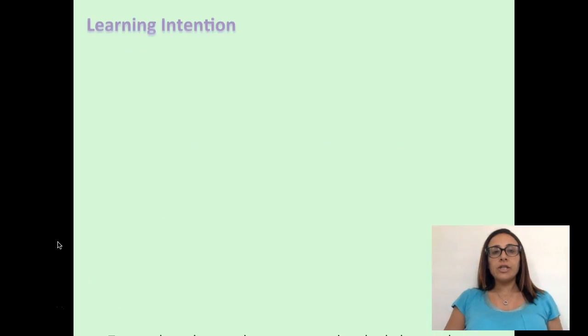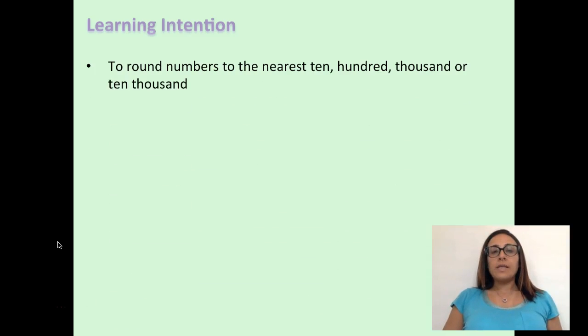Hi, for today we're going to be learning about rounding numbers. The learning intention: we need to round numbers to the nearest 10, 100, 1,000 or tens of thousand.